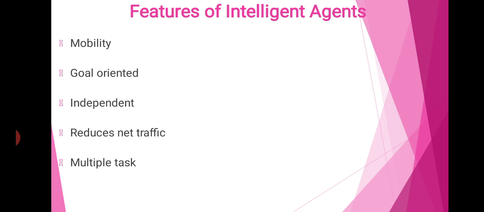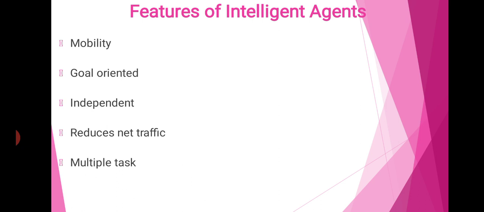The next one, independent. An intelligent agent is independent. It functions on its own without human intervention and must have the ability to make decisions and to initiate action without direct human supervision. That is important. The next one, reduced net traffic. This is a problem we are now facing. Intelligent agents can communicate and cooperate with other agents quickly. This enables them to perform tasks very smoothly and speedily. So it reduces network traffic.